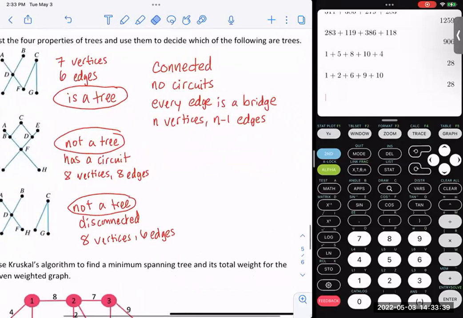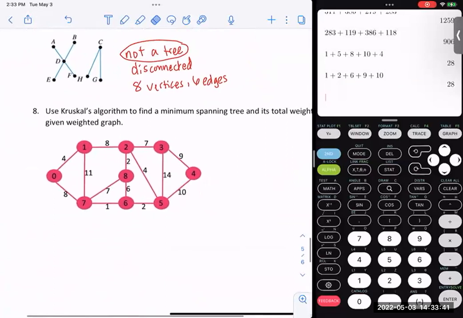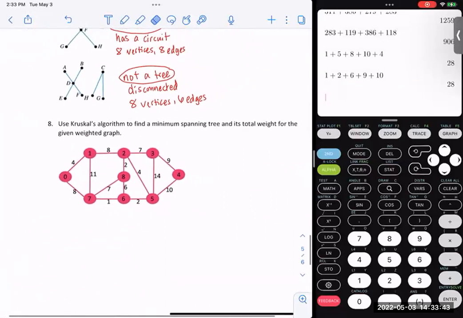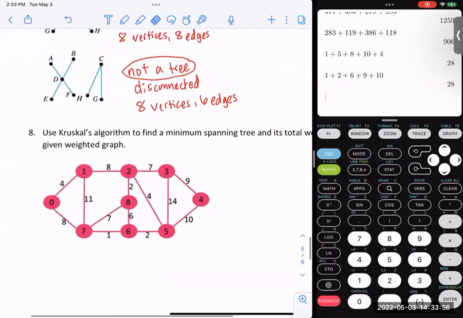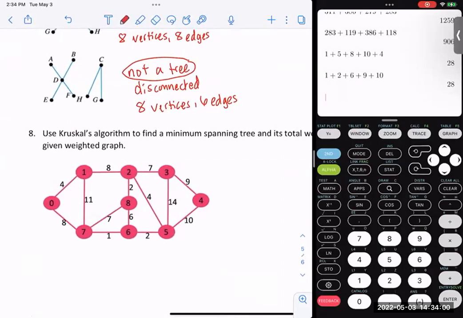All right, so then the last example I have prepared is to use Kruskal's algorithm to find a minimum spanning tree and its total weight for this weighted graph that we're given. So we have another weighted graph here. There's a lot of numbers going on here, but basically they've just used numbers to label each vertex instead of letters. So they're just calling this vertex 0, this is vertex 1, vertex 2, 3, 4, and so on. And then the numbers on the edges are representing the weights.